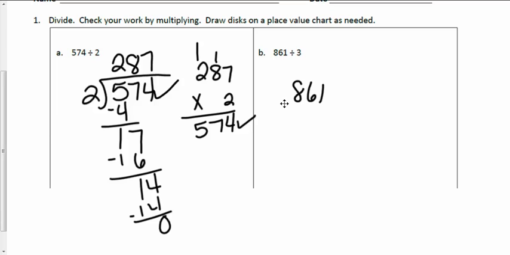All right, so I have 861 divided by 3. If you feel like you'd like to try to divide this one by yourself, pause the video and go ahead. If you are still really struggling to understand, just follow along with me.